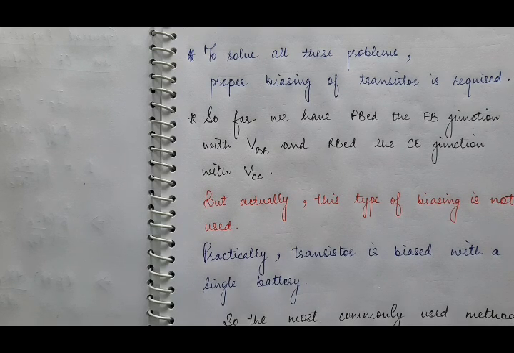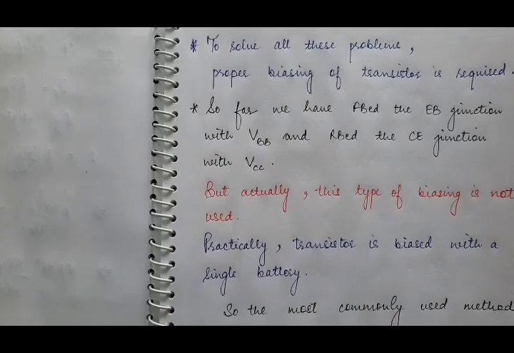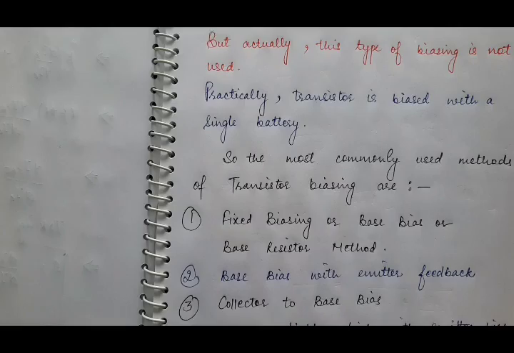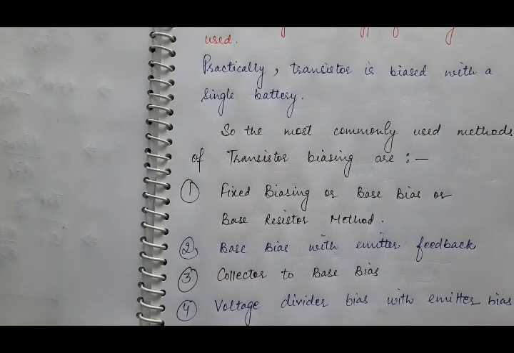It means so far we have discussed that for the input circuit we need a separate battery for the biasing, and for the biasing of the output circuit we have used a separate battery. But actually this type of biasing is not used in practice. Practically, only a single battery is used for biasing the input and output circuits of the transistor. So there are some most commonly used methods of transistor biasing by using a single source of supply, and there are four methods, which are very important.